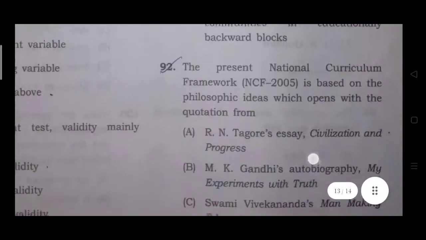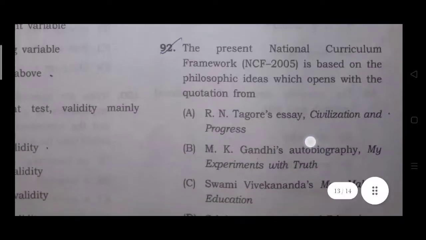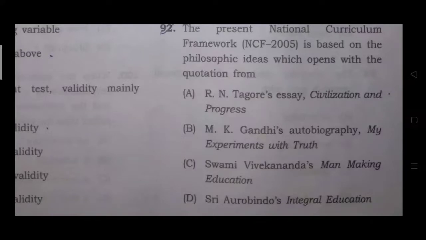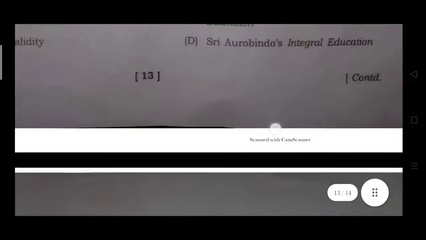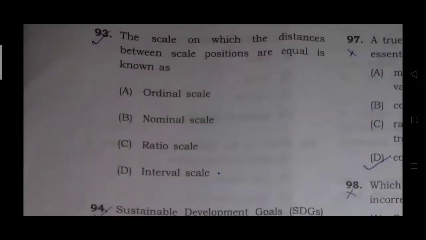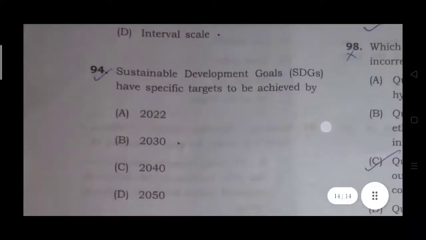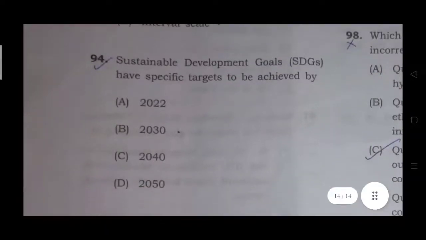Question number 92. The present National Curriculum Framework, NCF 2005, is based on philosophic ideas which opens with the quotation from. Here, the correct answer is option A. That is R.N. Tagore's essay, Civilization and Progress. Next, 93. The scale on which the distance between scale positions are equal is known as, that is option D, interval scale. Next, number 94. Sustainable Development Goals, SDGs, have a specific target to be achieved by, option B is the correct answer, 2030.